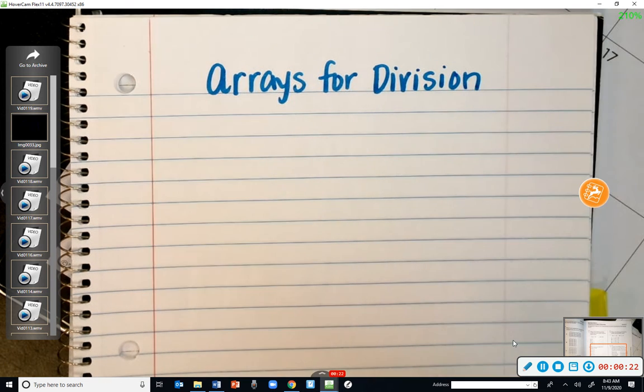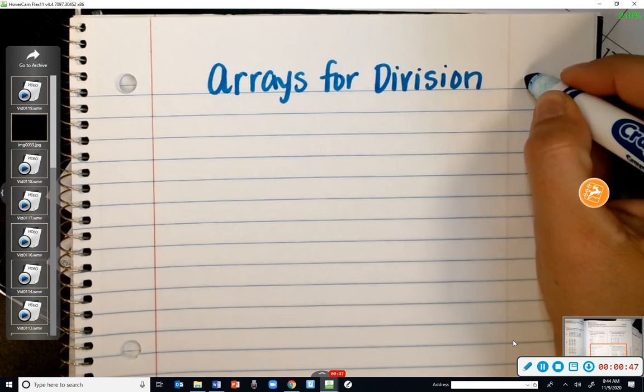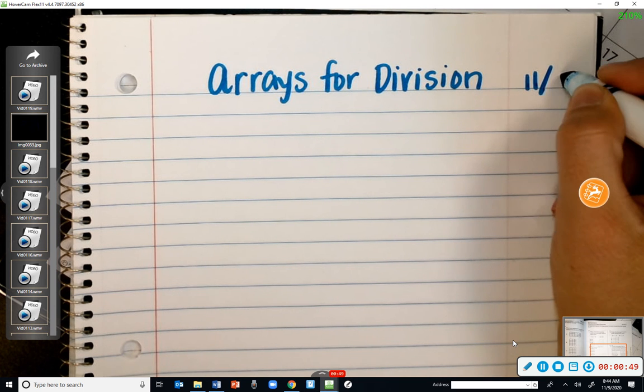So last week we said that division is splitting things up, right? We're separating, splitting up, or sharing in equal groups, right? So an array is another way to split things up into equal groups, or divide. So we're going to practice using that strategy today. Today is Monday, November 9th.